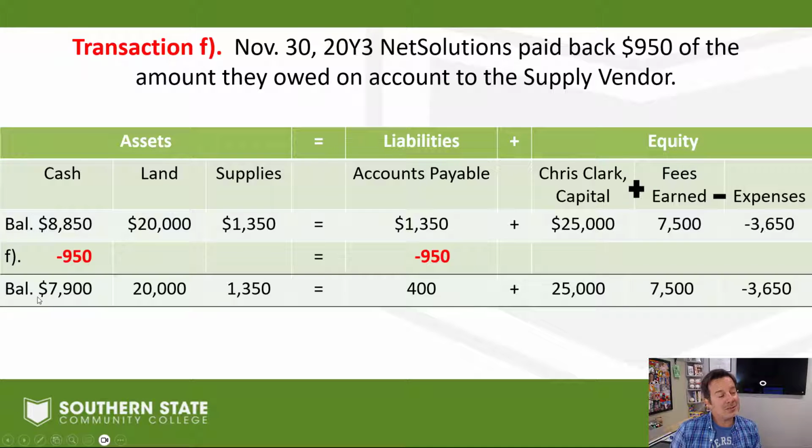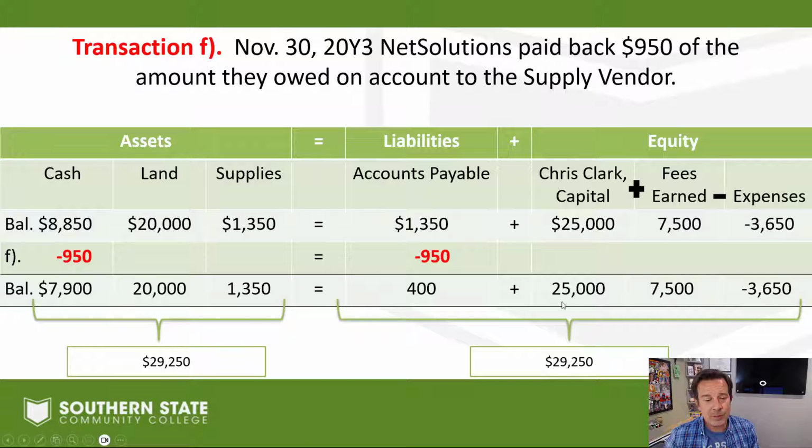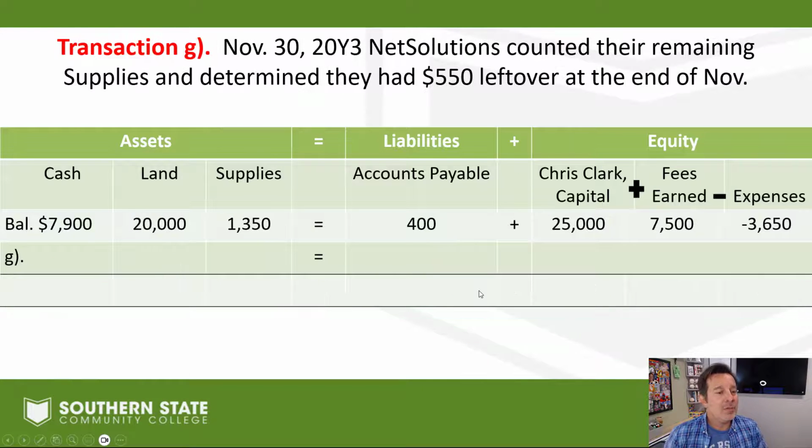Our new balances, $7,900 in cash, $400 in accounts payable. All the other balances stay the same. And again, we're going to check to make sure we're still in balance. $29,250 on the asset side equals $29,250 on the liabilities plus equity side. Still looking good.